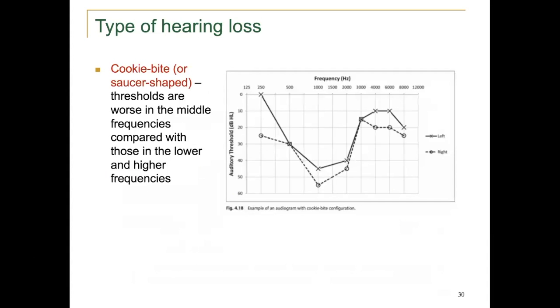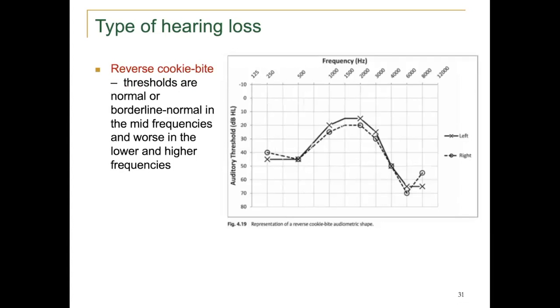We also have what's called a cookie bite or saucer-shaped configuration, where thresholds are worse in the middle frequencies compared with those in the lower and higher frequencies. We have a reverse cookie bite configuration, where thresholds are normal or borderline normal in the mid frequencies and worse in the lower and higher frequencies.